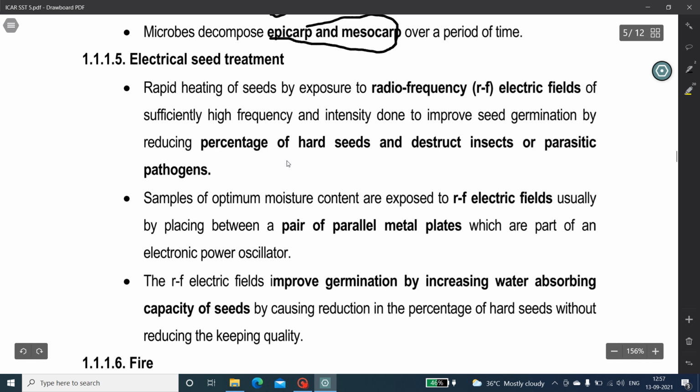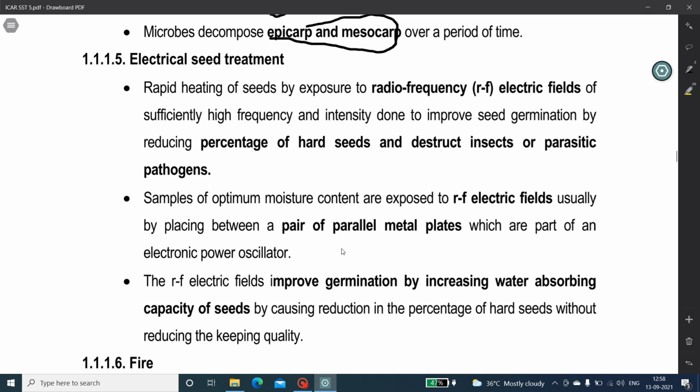The next one is electrical seed treatment. Here it is a rapid heating of seeds by exposure to radio frequency, that is electrical fields of sufficiently high frequency and intensity, done to improve seed germination by reducing the percentage of hard seeds and destroying insects and parasitic pathogens. The samples of optimum moisture content are exposed to RF electric field usually by placing between a pair of metal plates which are a part of an electronic power oscillator.